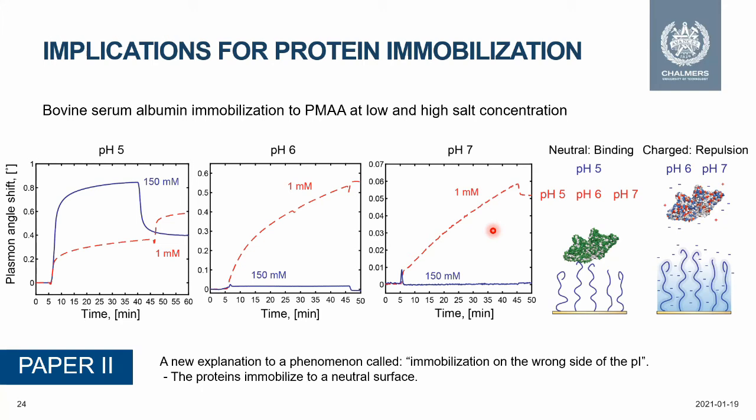Furthermore, our results provide a new explanation to a phenomenon called immobilization on the wrong side of the pI. This is a phenomenon observed at low salt concentration, where proteins immobilize to the brushes despite what is thought to be a net electrostatic repulsion. Our characterization of the brush pKa at low salt concentration shows that the surface is not actually negative at these pH values, and that immobilization occurs by non-electrostatic interactions. We also confirmed that the same effect occurs also for positively charged brushes like PDR.